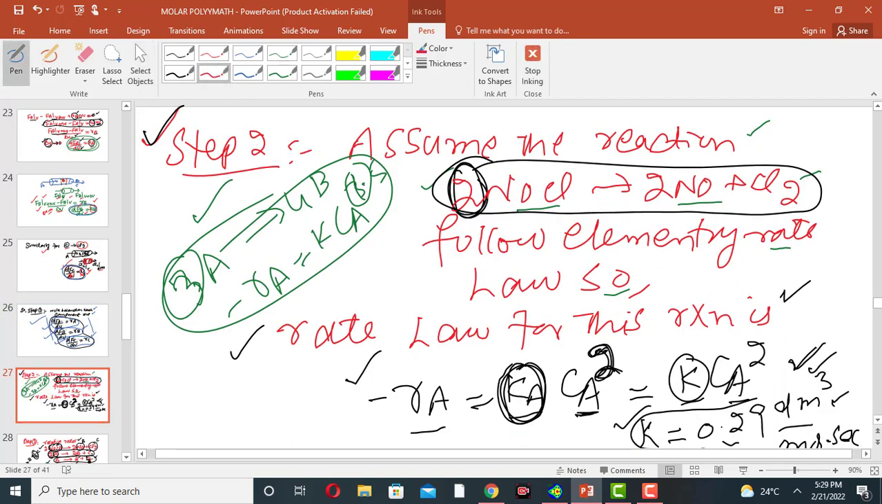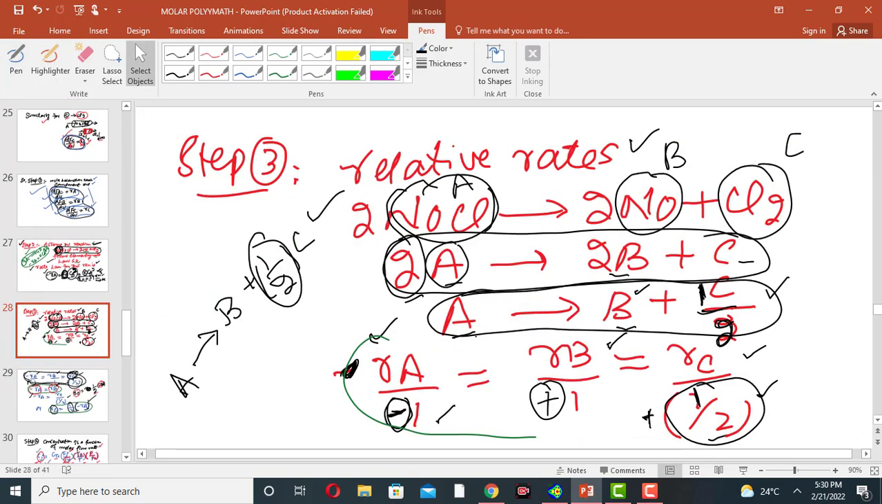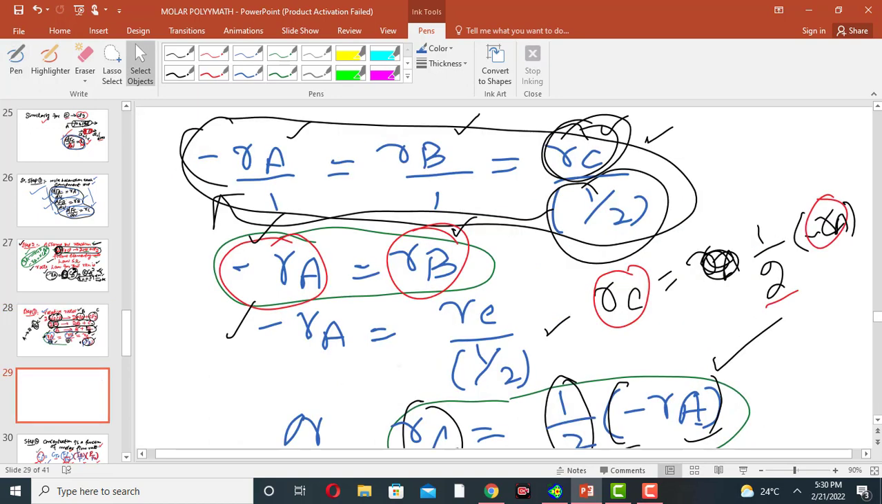In the second step, we assume that the reaction is elementary, so the reaction follows the elementary rate law. So minus Ra was equal to Ka into Ca to the power 2, because this was 2 in the stoichiometric coefficient. In the third step, we use the relative rate law: minus Ra divided by minus 1 is equal to Rb divided by 1, equal to Rc divided by 1 plus 2. This was the relative rate law.